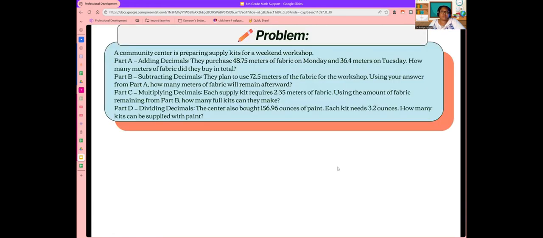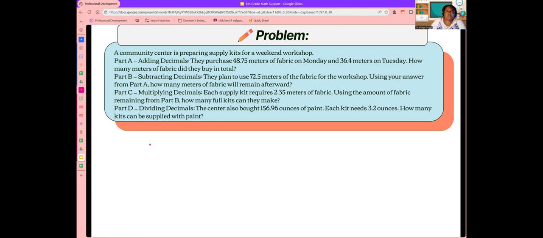So here is our problem. A community center is preparing supply kits for a weekend workshop. Part A, adding decimals. They purchased 48 75/100 meters of fabric on Monday and 36 4/10 meters on Tuesday. How many meters of fabric did they buy in total? So let's look at each part individually because in this particular one, they're going to build off of each other. So let's just do this part by part.